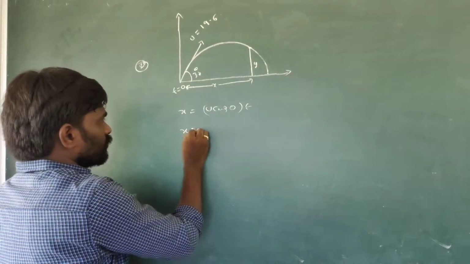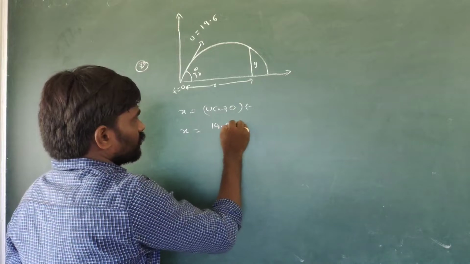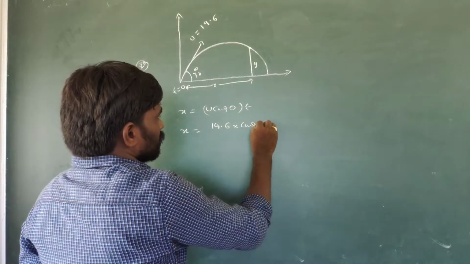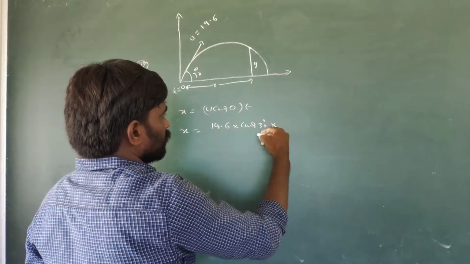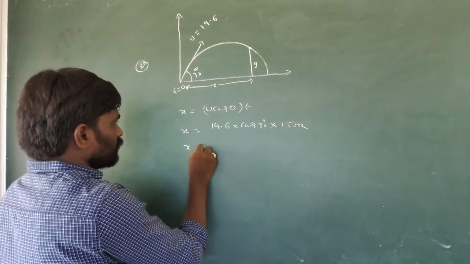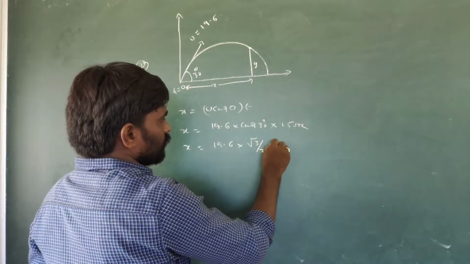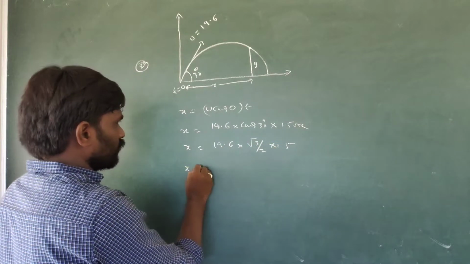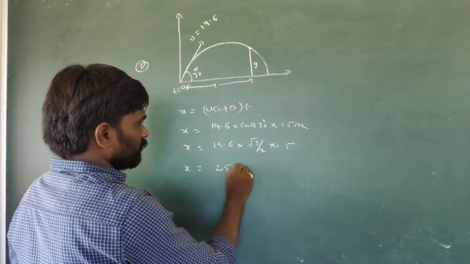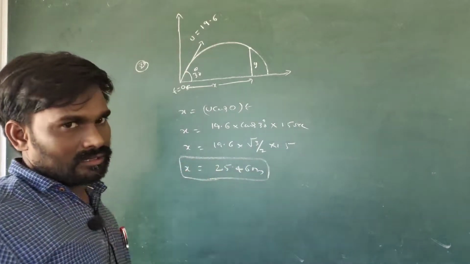Then x is equal to u cos theta into t, that is 19.6 into cos 30 degrees into t, 1.5 seconds. Here x is equal to 19.6 into cos 30, value root 3 by 2, into 1.5. Finally we get x is equal to 25.46 meters. This is the x distance, the horizontal distance.